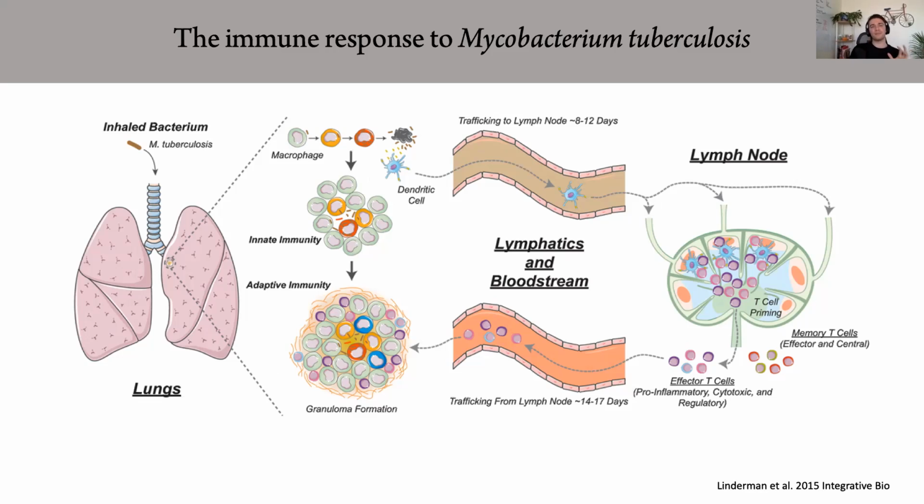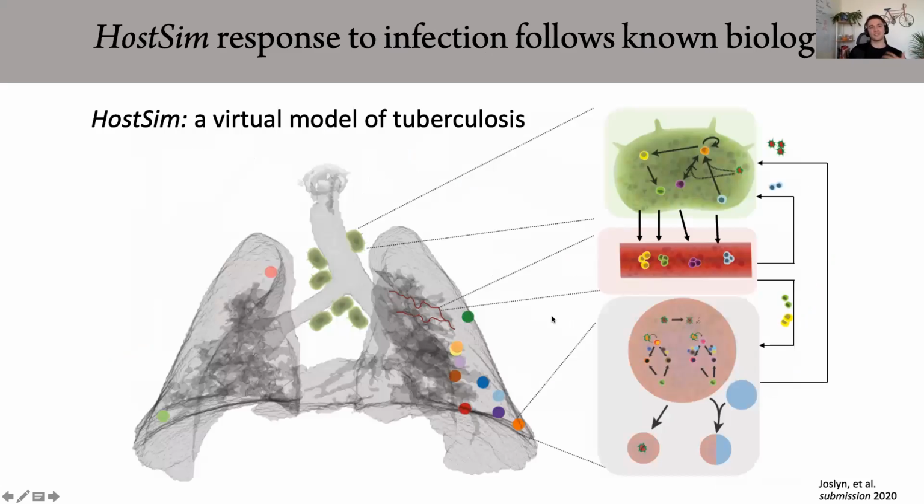So using these basic theories, rules and mechanisms, I built HostSim, a host simulation that responds to MTB infection following what we know about the immune response. It's a virtual model of tuberculosis where we've got a lung architecture here. An individual will inhale MTB and a granuloma will start to form. Cells will travel from that granuloma in the lung environment into a lymph node, which then causes different types of immune cells to prime, proliferate, differentiate, travel through the bloodstream, and re-enter the granuloma environment across time.